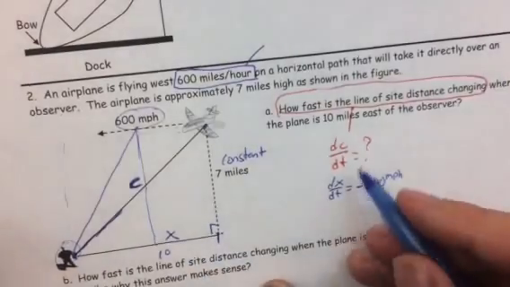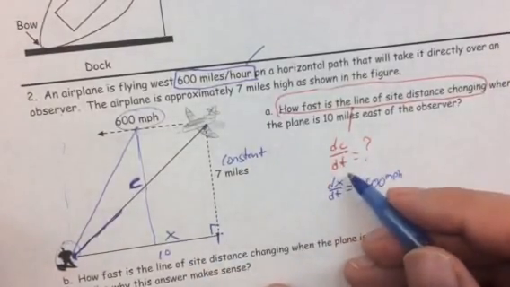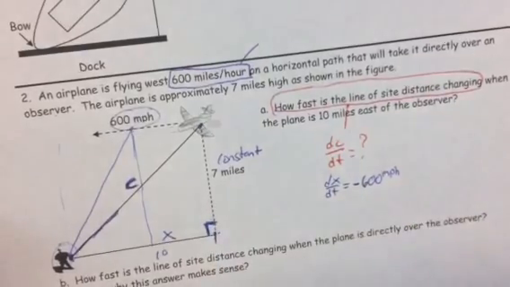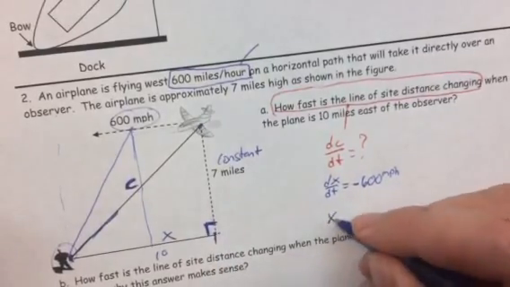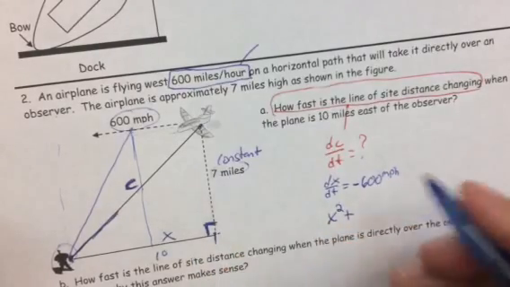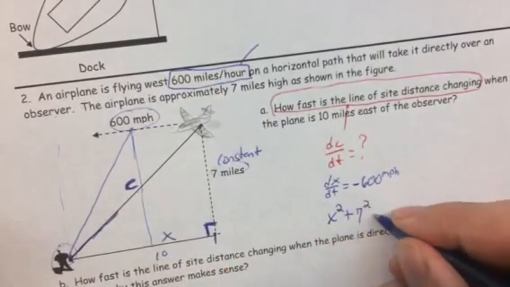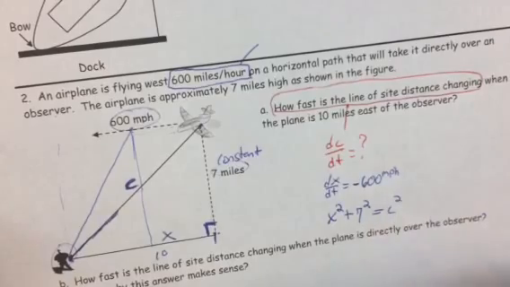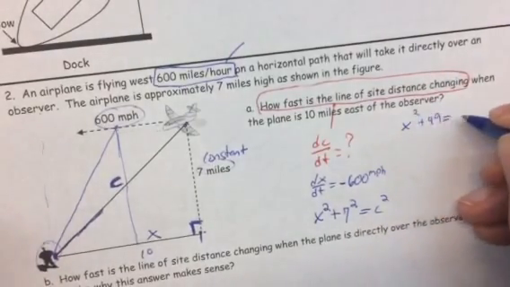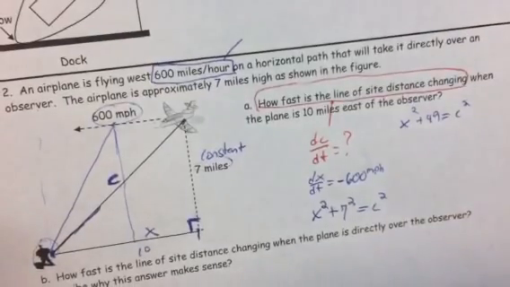Okay. So I need a relationship between x and c. And because I have this right triangle here, there's an easy relationship to write. x squared plus, we would normally say y squared, but this isn't a variable, it's a constant, so I can just write x squared plus 7 squared equals c squared. I'm going to rewrite that as x squared plus 49 equals c squared.